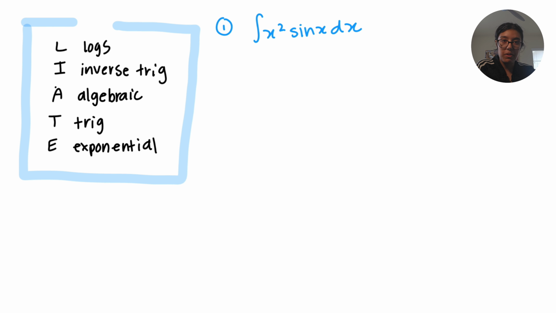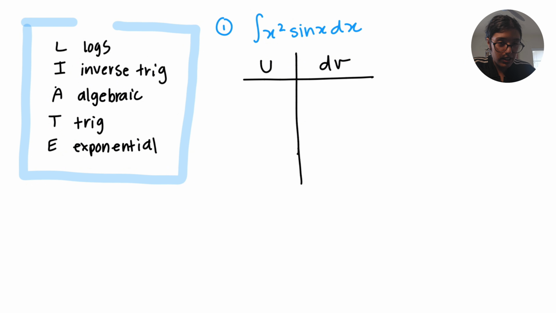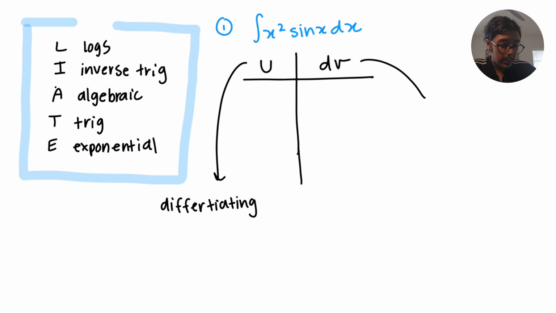In order to apply the tabular method, what's the first step? The first step is to draw a table, and the table is going to have u and dv. If you're not sure where we got this u and dv, make sure to check out my other video on integration by parts. u is going to be the algebraic piece because u is the one that we are differentiating, and dv is the one we're integrating. The reason we choose an algebraic piece for differentiating is because if you keep differentiating an algebraic piece, it's going to become simpler, rather than integrating an algebraic piece, which would make the overall integral even more complicated.